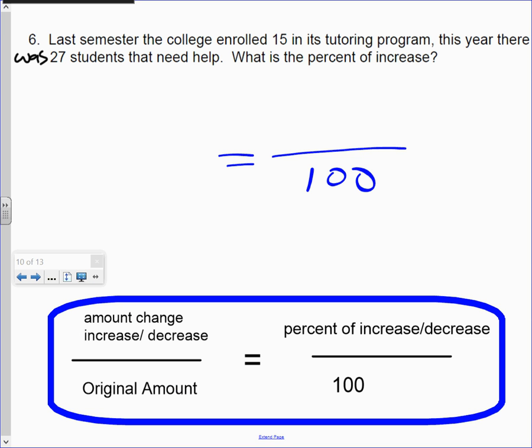100. Increase and decrease, again, is the question. There's my unknown. The original amount in the tutoring program was 15. The amount of increase, 27 minus 15, I want to say it's 12. And we're ready to rock and roll.